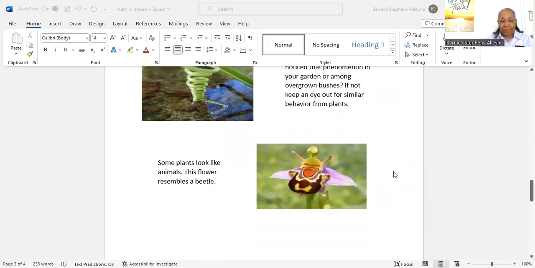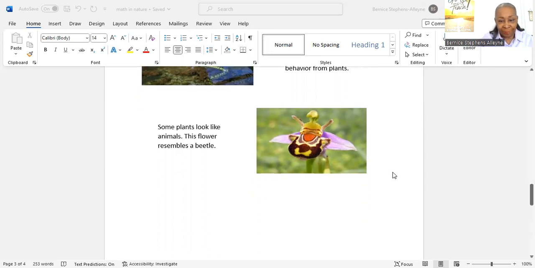Now, some plants look like animals. Is this math or not? It might be, because there are things that come together in the plants that make you think of animals. The color scheming, the way the patterns are drawn or shaped or feathered on their bodies. Take a look. Let's figure that out.